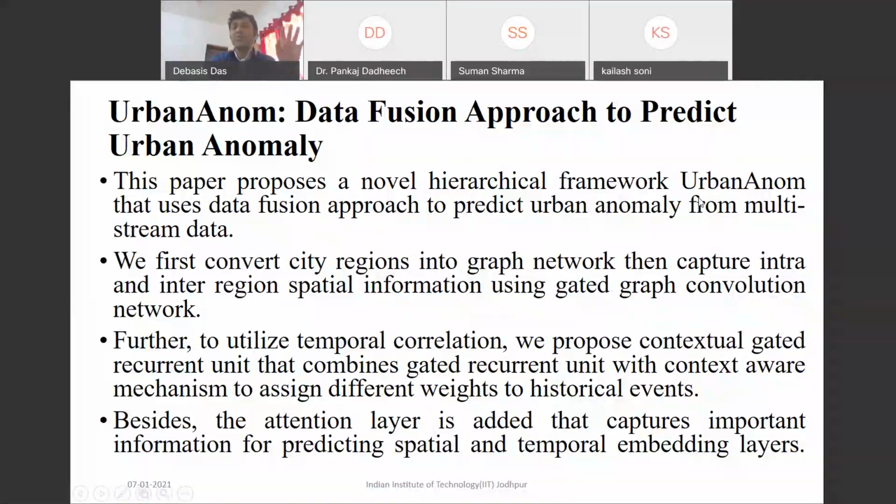So we want to introduce one hierarchical framework that uses a data fusion approach. Our objective is first the framework, and we use the data fusion approach or algorithm to predict urban anomaly from multi-streaming data, which means we have multiple data sets, so we can use this.